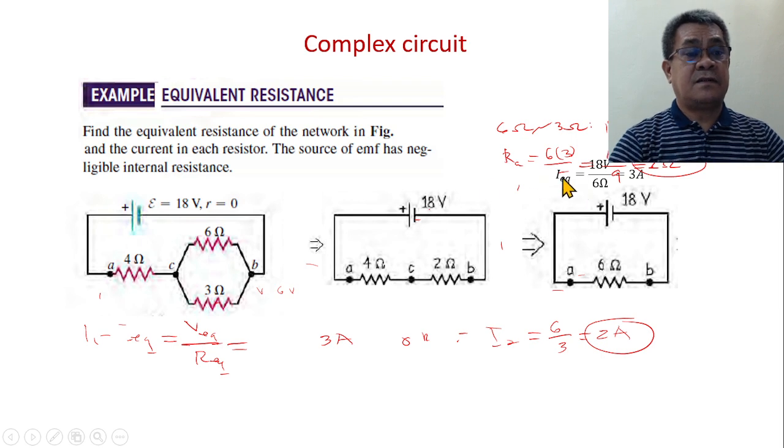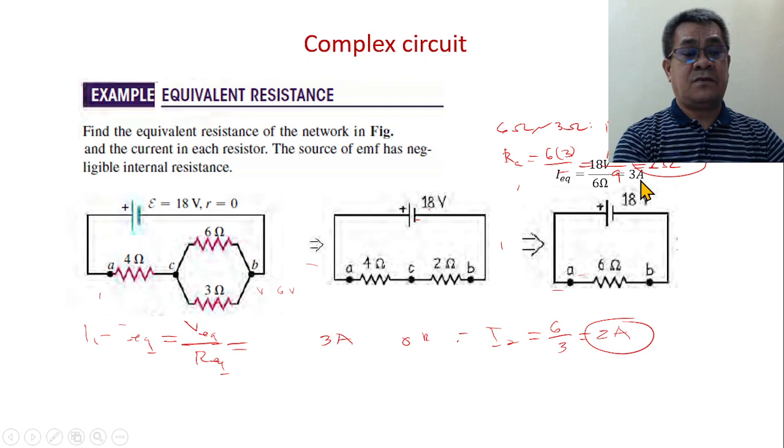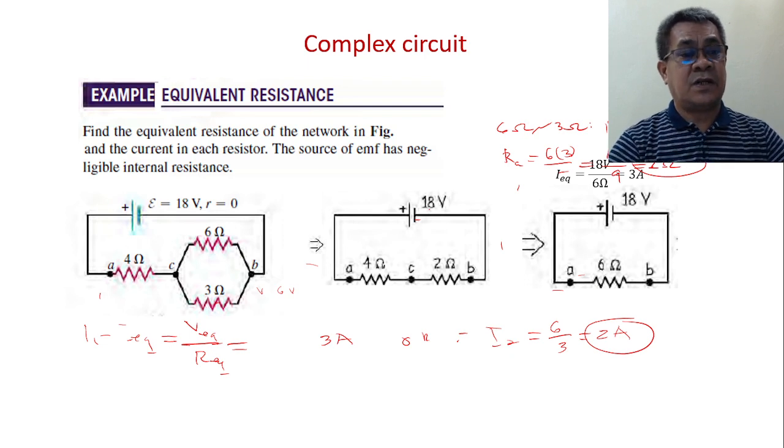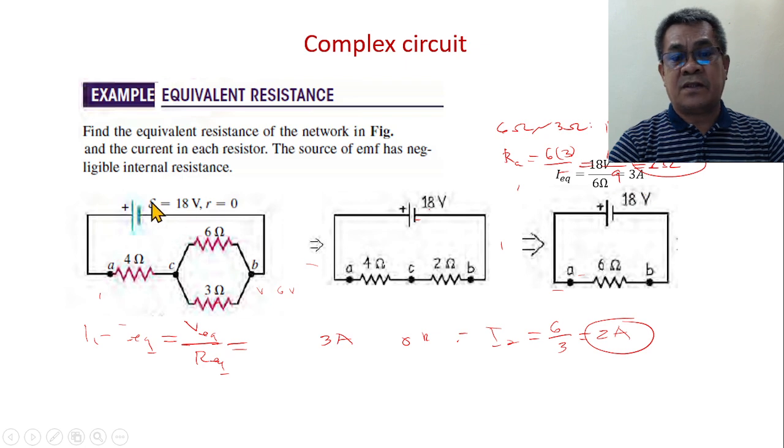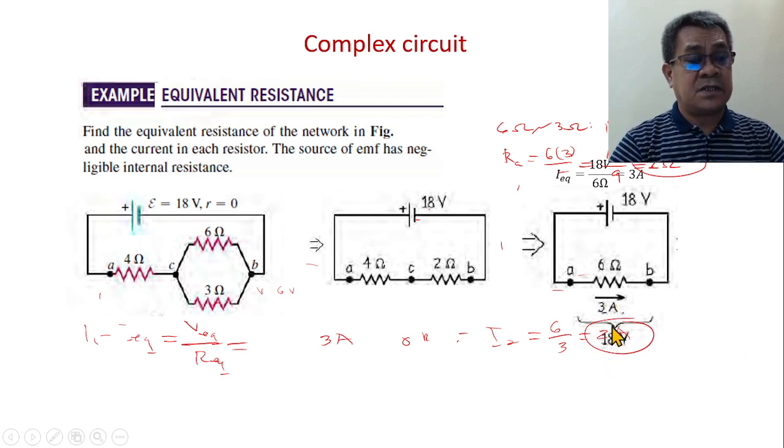The current is what? This is 18 volts divided by 6. So therefore the answer is 3 amps. Again, this is the same result as we did a while ago. The I equivalent is 3. So therefore, the current that passes through this is 3 amps. So then it follows that this is 18. So I must be 3 amps.